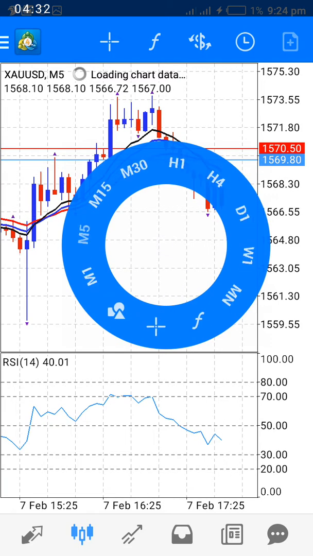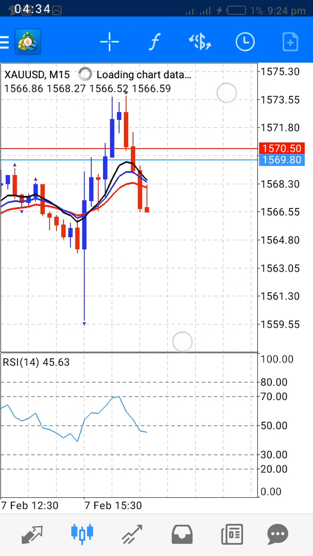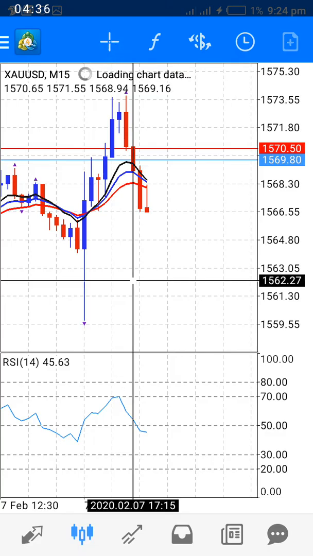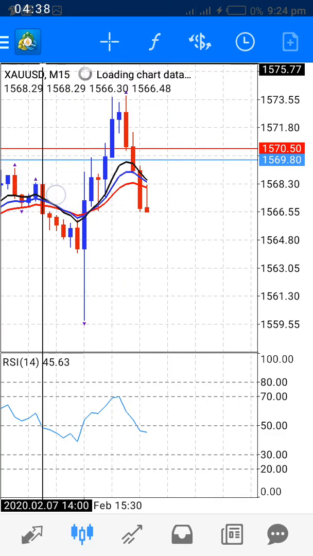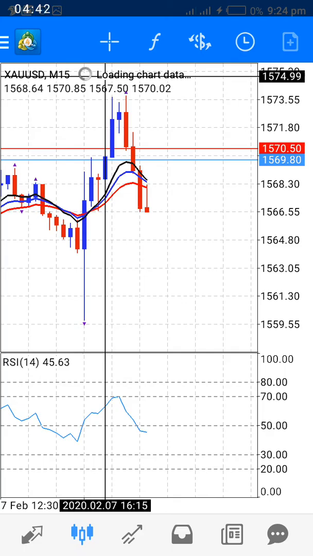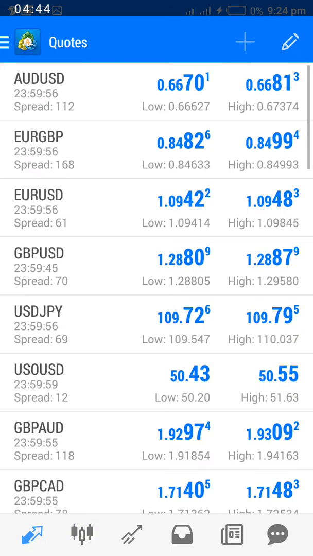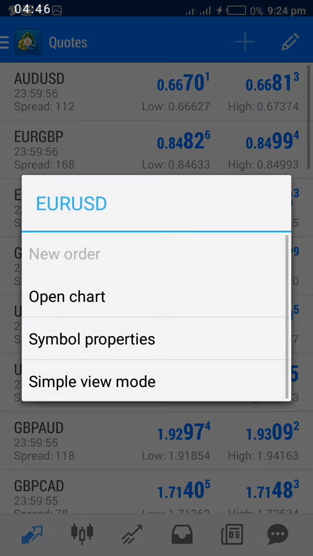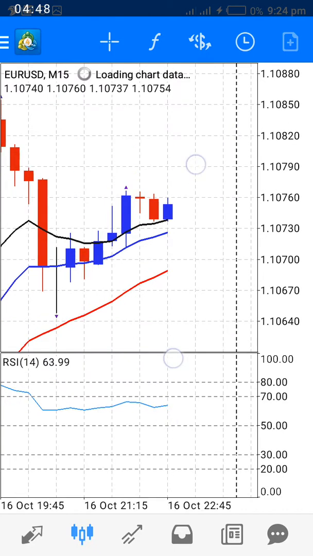So this is the 15 minutes time frame. Can you see the 15 minute M15? Thank you. Sorry, I'm using another pair for you. So let me use Euro USD. You see the Euro USD chart.